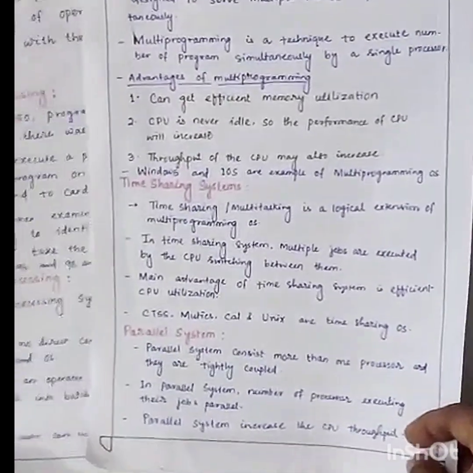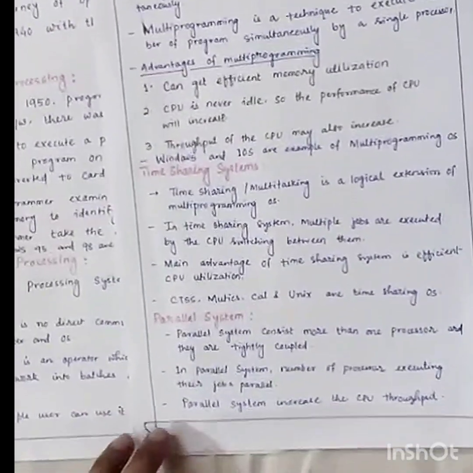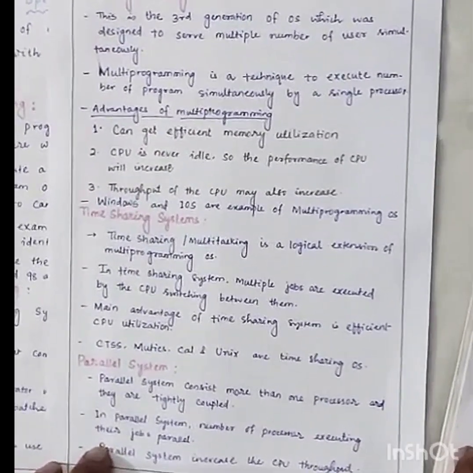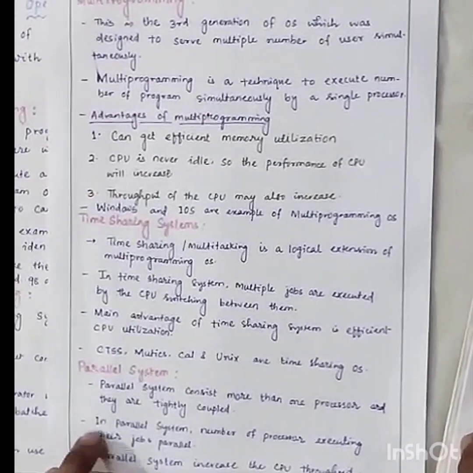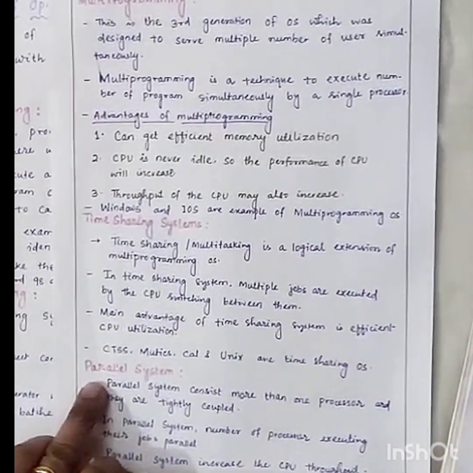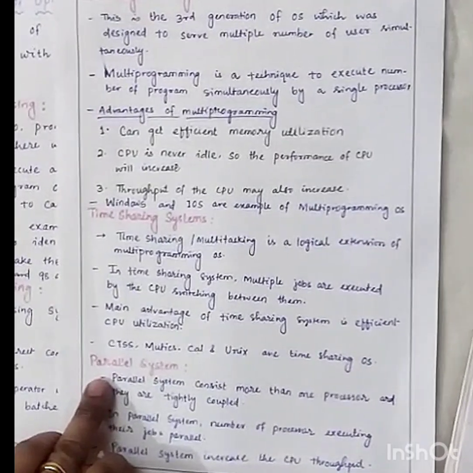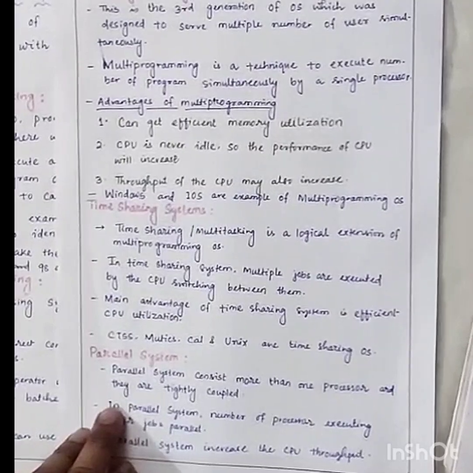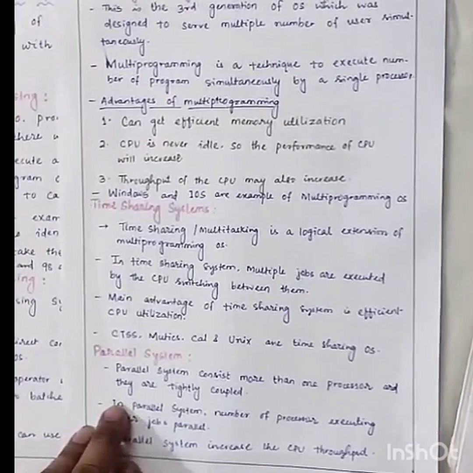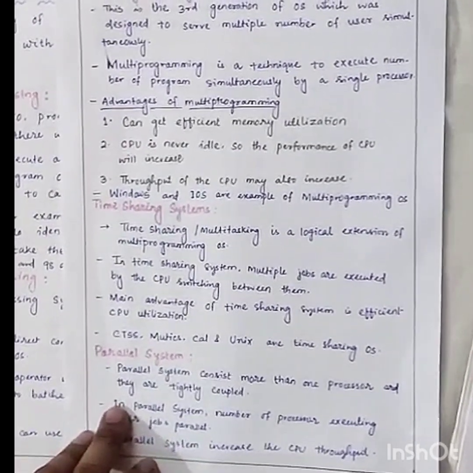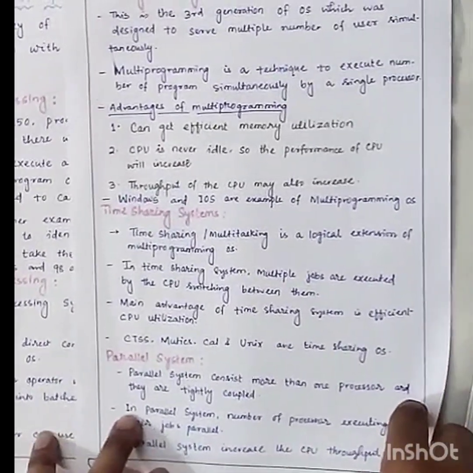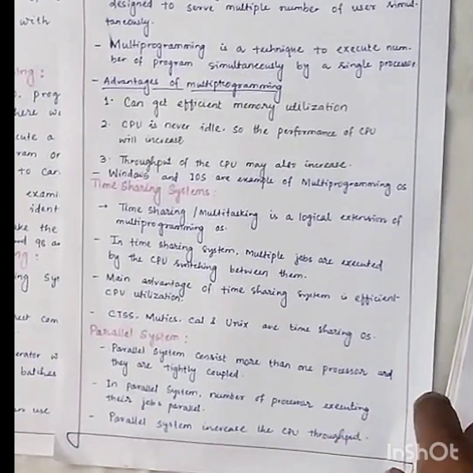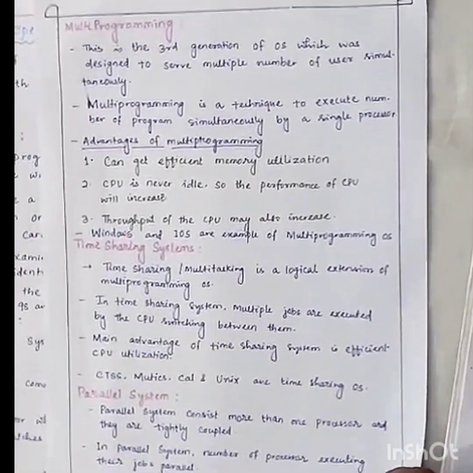Then the fifth generation is the parallel operating system. In order to increase the efficiency or productivity of the operating system, the advanced parallel operating system was introduced. A parallel system consists of more than one processor and they are tightly coupled. Tightly coupled means the hardware like memory, processors, buses and the communication line are shared by more than one program.